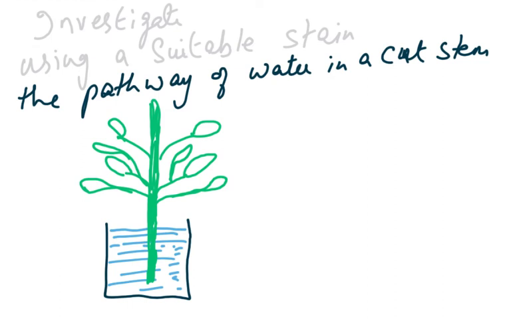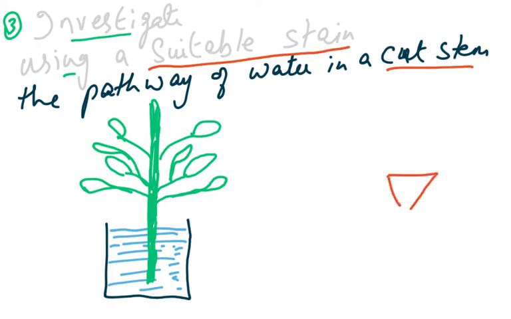Now, syllabus point 7.1.3: investigate, using a suitable stain, the pathway of water in a cut stem, not in a full proper plant, not in a potted plant. It didn't say a potted plant, because a potted plant will have roots in it. Here we are not saying that. We are saying a cut stem. Please be very careful when you are reading. Some of you read, yet you do not read. So it is a cut stem.